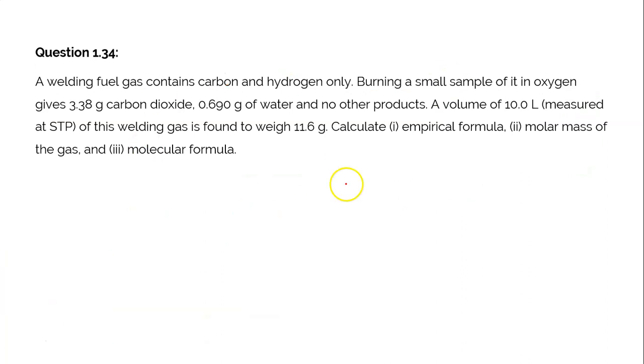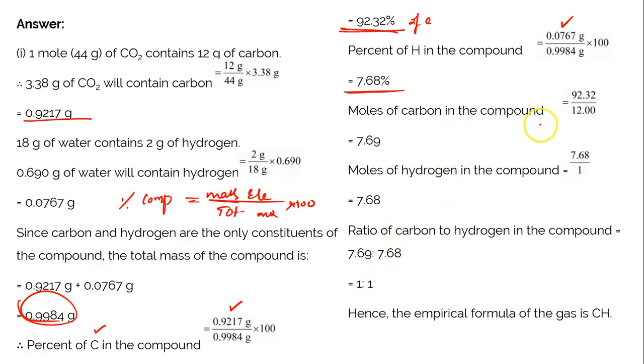And how do you calculate the empirical formula? We discussed 3 steps in one of our previous videos. Step 1, take the percentage composition and divide it by atomic mass. Say for example, I'm talking about carbon. Percentage composition is 92.32 divided by the atomic mass of carbon. Answer is 7.69. Similarly, take the percentage composition of hydrogen, 7.68, divided by its atomic mass, which is 1. Answer is going to be 7.68. This is the first step.